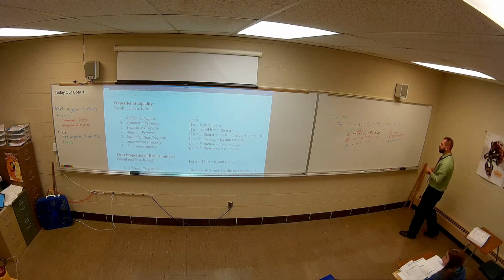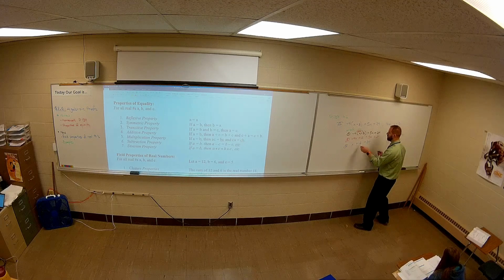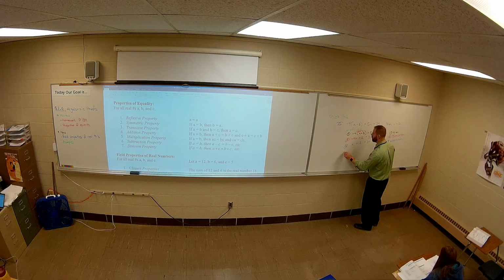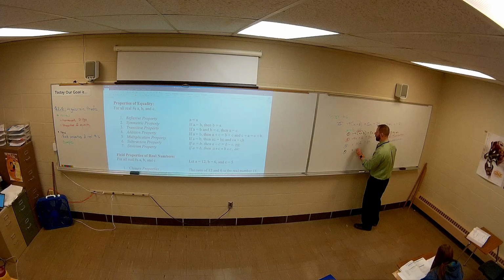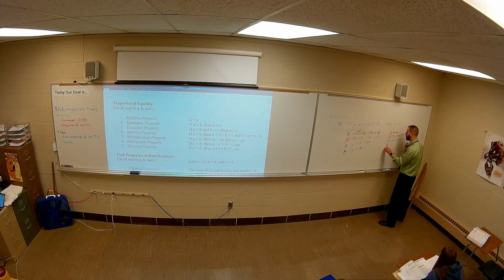Alright, now, what's the next step that I need to do? Subtract 12. So I'm going to subtract 12 from both sides. When you do that, you get this. I subtracted 12 from both sides. And the major property that I just used there is the subtraction property of equality.